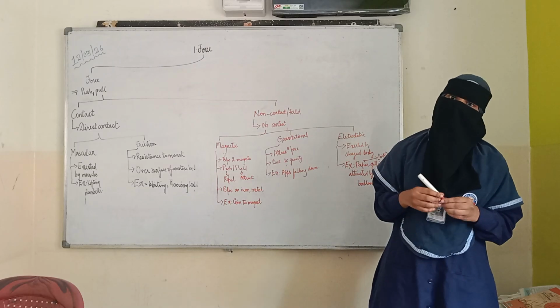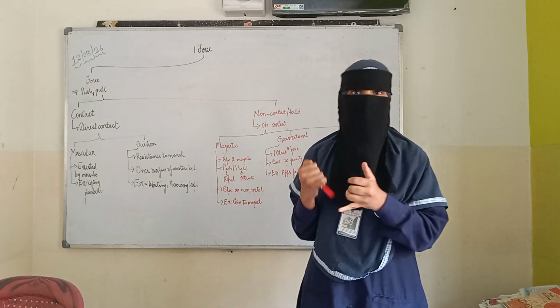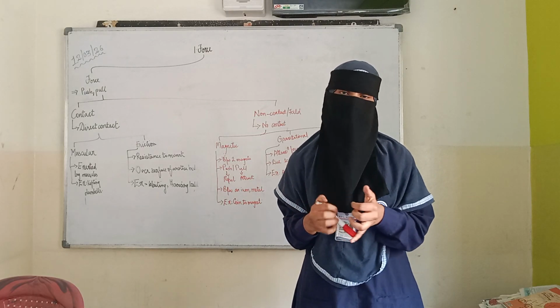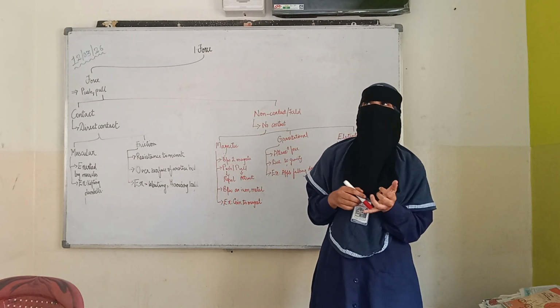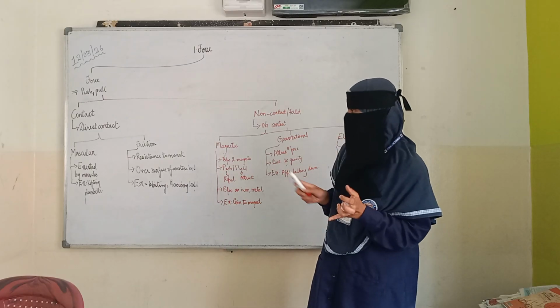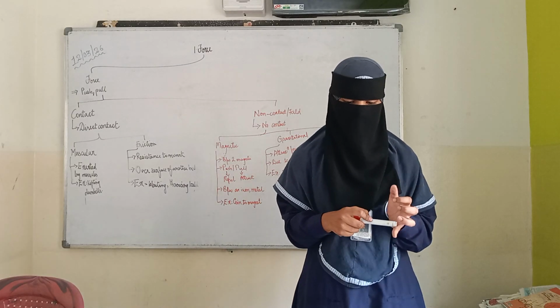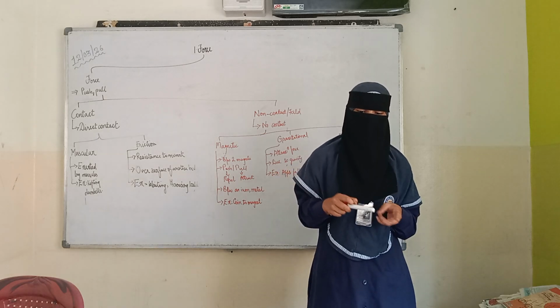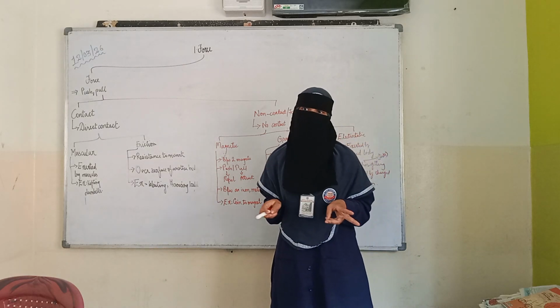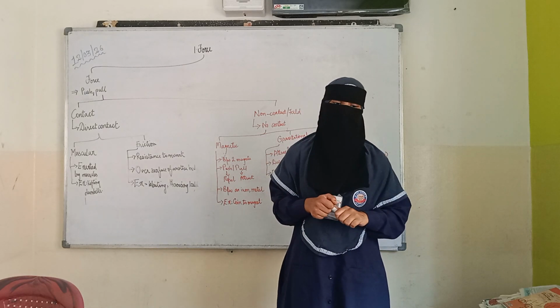Okay? And everyone understood contact force, field force. Types of contact force are four: muscular, frictional, normal, tension. Field force is magnetic, electrostatic, gravitational force. Everyone understood? And this is for today.